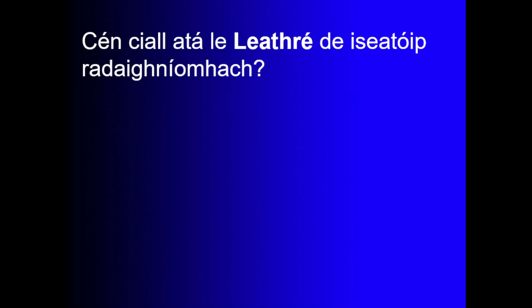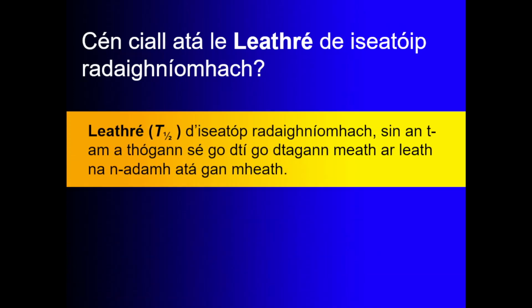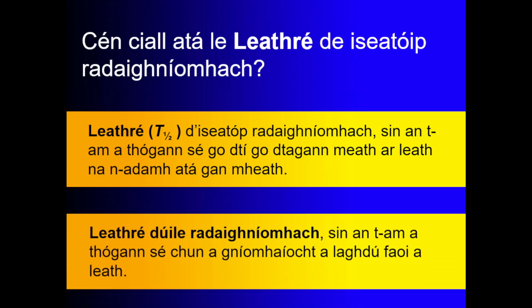Now, what is the half-life of a radioactive isotope? It's T to the half, and that's what we call the half-life. It is the amount of time it takes for the atoms that haven't decayed to decay by half. So there's your chart.